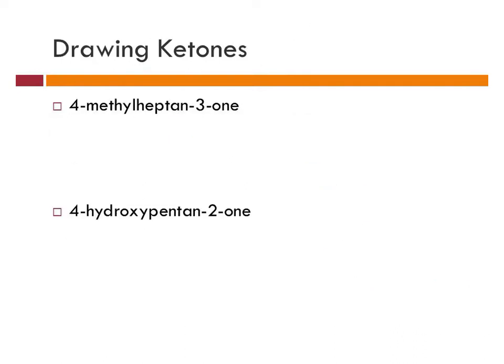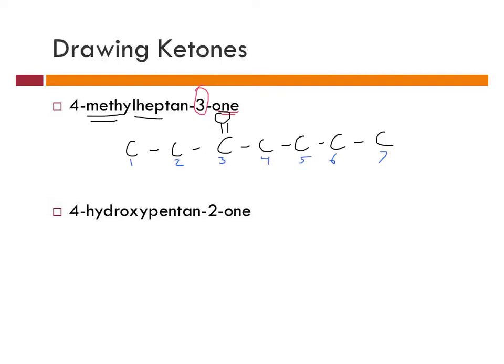Alright, so let's draw 4-methylheptan-3-one. I just realized how similar that one is to the one we just named, so it should be easy peasy lemon squeezy. So if we know we need a 7-carbon chain because we have hept, not sept, and our ketone, denoted by -one, is on carbon 3, and the last thing we need is a methyl group on carbon 4. So let's put that there, and then we just need to fill in our hydrogens. And we have 4-methylheptan-3-one.